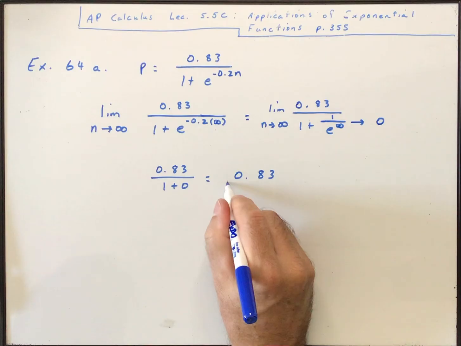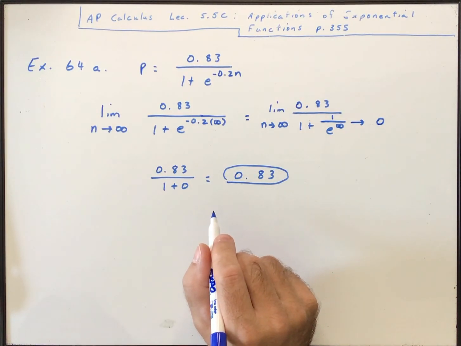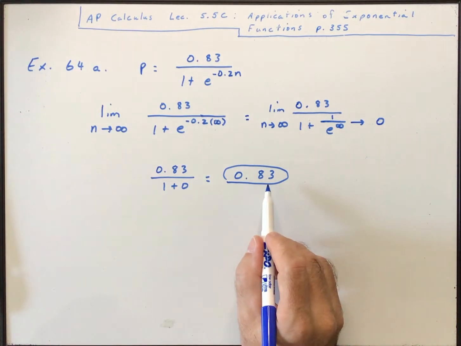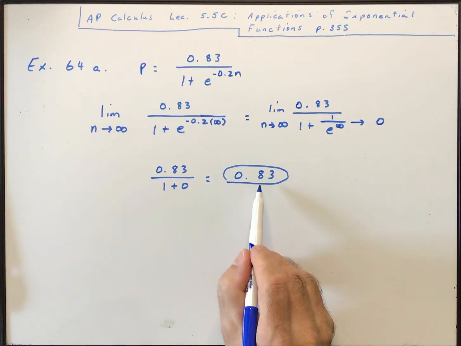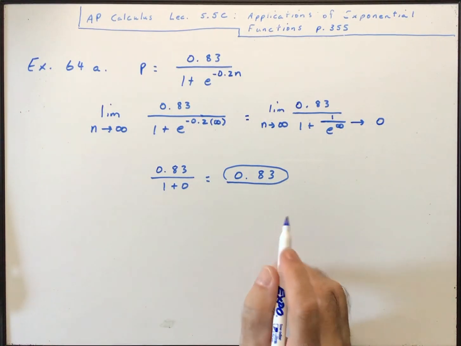So what that's saying is that your best case scenario of proportion of correct responses, if you did this exercise for an infinite amount of time, the best you're going to do is 83%.